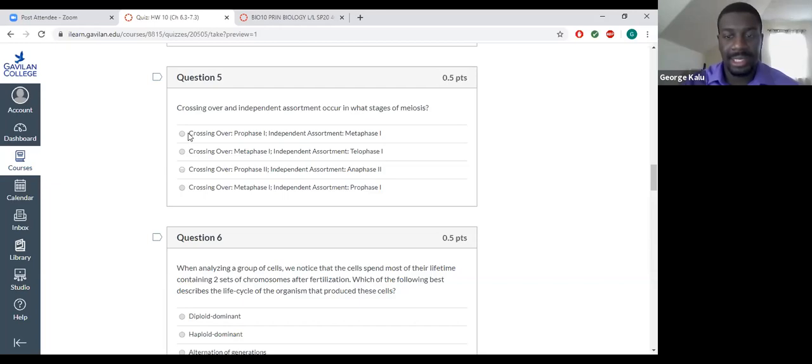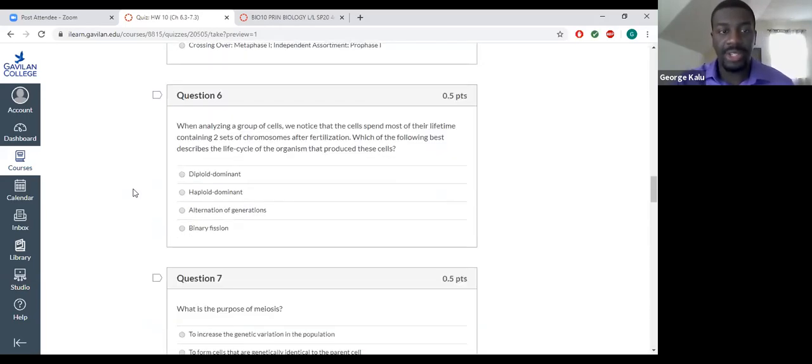I see Kimberly's got this one. Yeah, so this is A. So crossing over happens in prophase 1, and then independent assortment will happen in metaphase 1. So crossing over is going to be where they're going to exchange their genetic material, and when those tetrads have linked up. Metaphase 1 is where we're going to see independent assortment, and where we're going to see our chromosomes lining up on either side of the metaphase plate. Perfect.